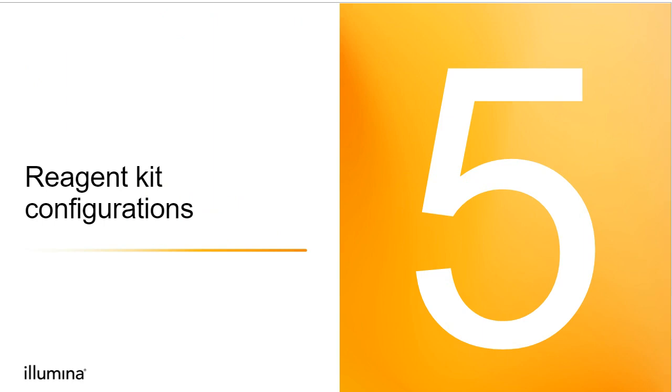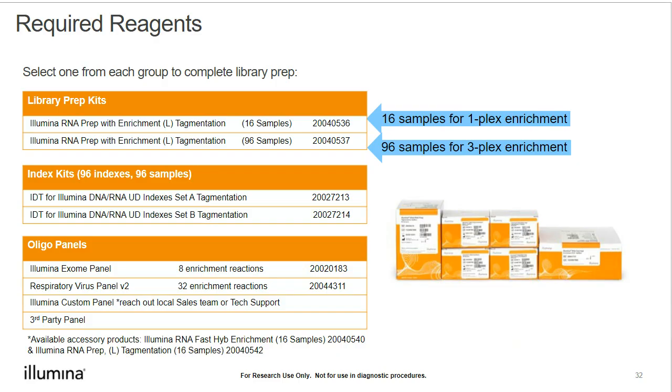Now let's talk about the library prep kit configurations and what needs to be purchased. This slide lists the required reagents. So we need to pick one item from each box shown here for the complete library prep. First, we have the library prep kits that come in 16 or 96 sample kit configurations. And take note of those blue arrows.